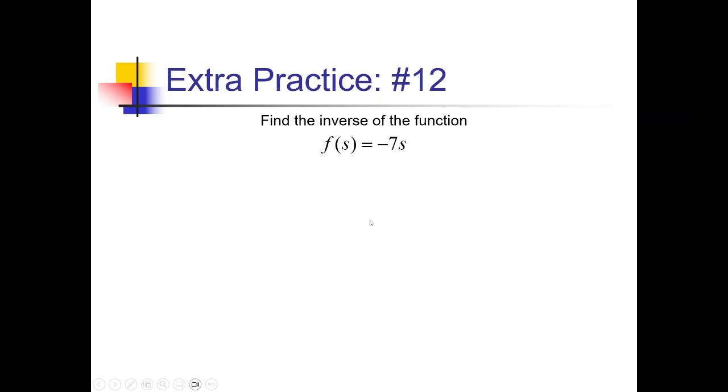And now for our final boss battle. This one is kind of underwhelming. This is just a line. We can switch input and output then. s equals negative 7y. And then just divide by negative 7. So f inverse of s equals negative s over 7.